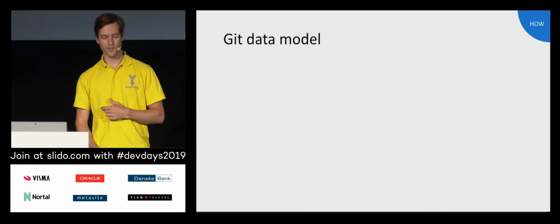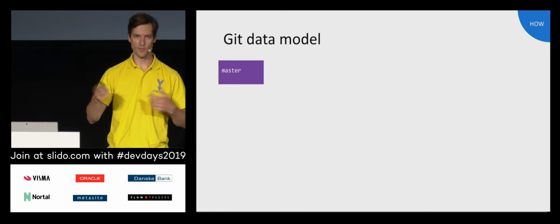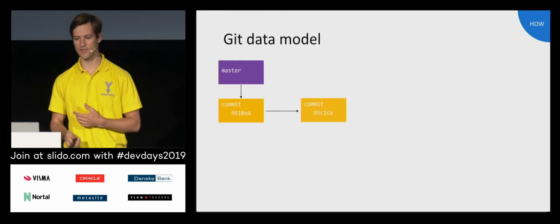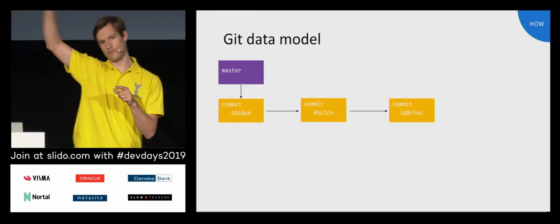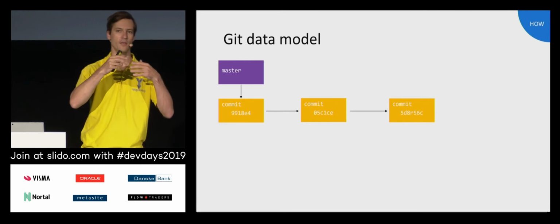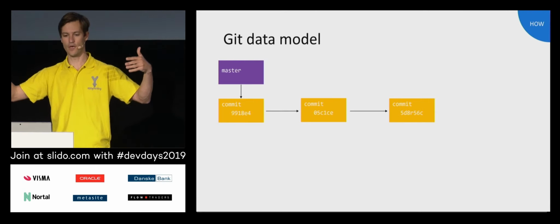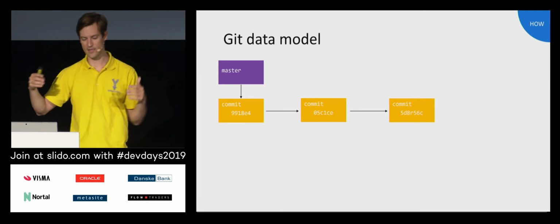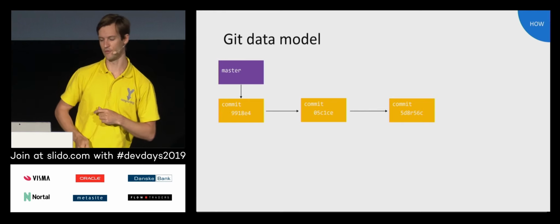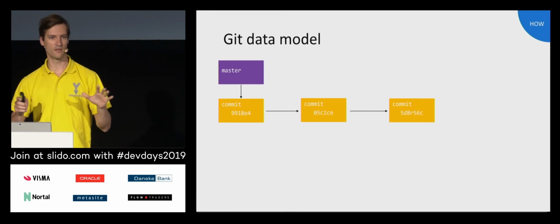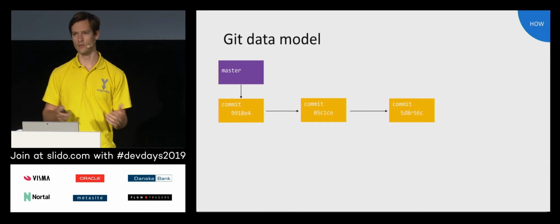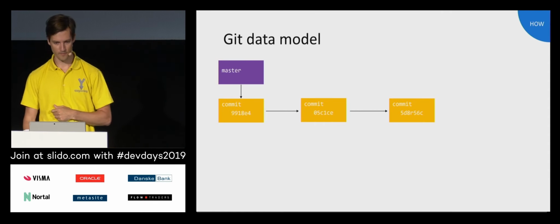And the Git data model, we all know about branches. A branch essentially references a commit, and that one references the previous one and the previous one and so on. That's how we build up a history of our code, or data in this case. And we point a branch at one of those commits. This is the model that we as programmers are familiar with and use on a day-to-day basis.